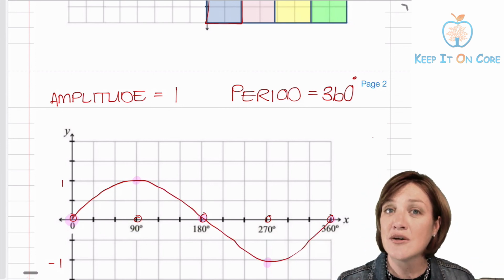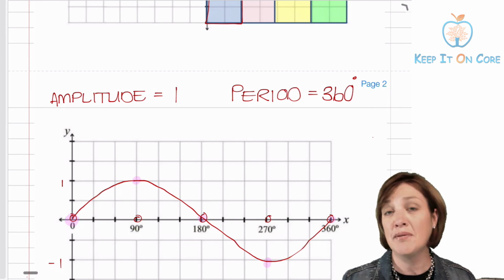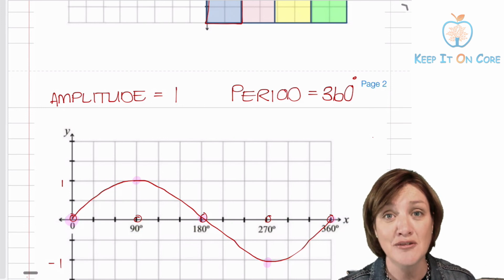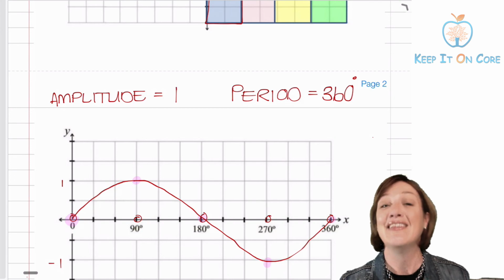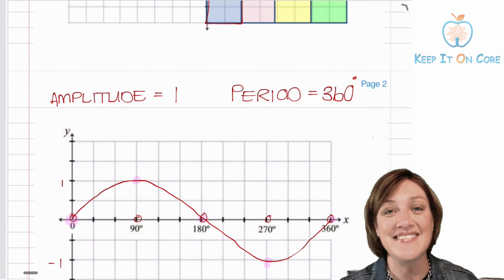Now we need to consider what happens if the amplitude or the period changes. And that's what we're going to deal with in the next graph, in the next video. So I will see you there. Well done.